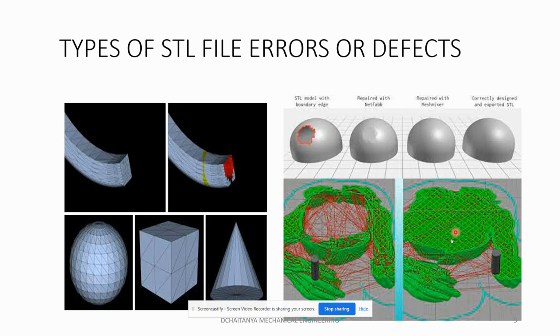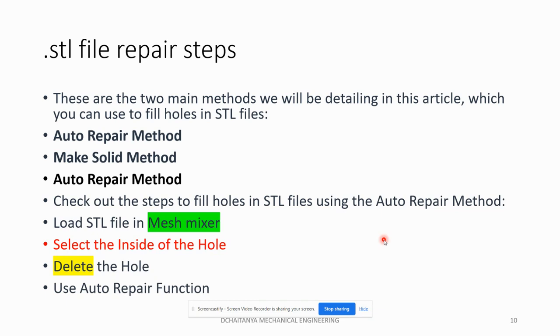So here in green color you can see a particular type of toy, where they have performed some stereolithography operations. Before building the model, they have rectified this red color zone into green color by attaching different layers. Here you can see there are two types of methods: the auto repair method and the make solid method. In these two, there are simple steps involved.